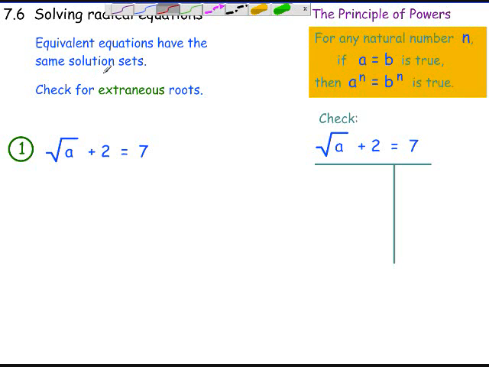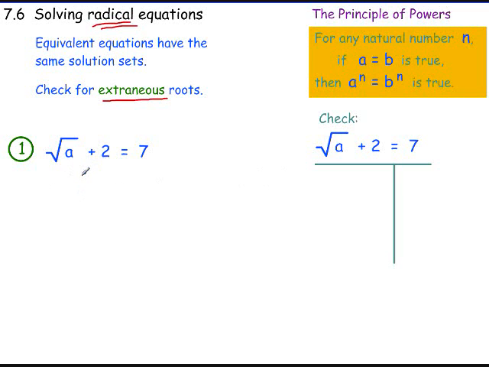Okay, equivalent equations have the same solution sets. We know this. We have talked about this previously. The problem we're going to run into with radical equations, I don't think we've seen this before. We're going to have to watch out for something called extraneous roots. What happens with extraneous roots? You follow the rules like you're supposed to, and you get a solution, but then when you try the solution to see if it works, it doesn't. So if you get a solution, you're going to have to check it and see if it will work for you.